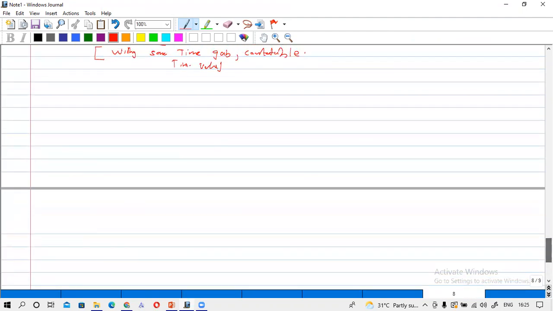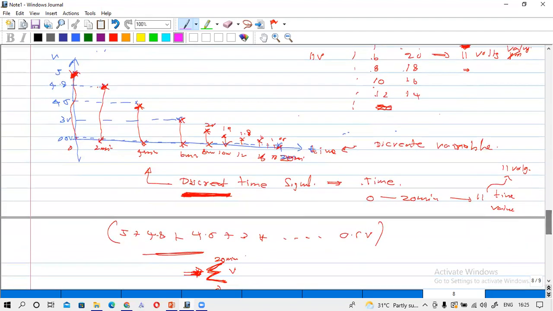So can you remember the first graph I have drawn? That graph, practically we can get that graph, no? This kind of discrete graph we can get practically. This is very important if you can understand. This is practically we can measure.